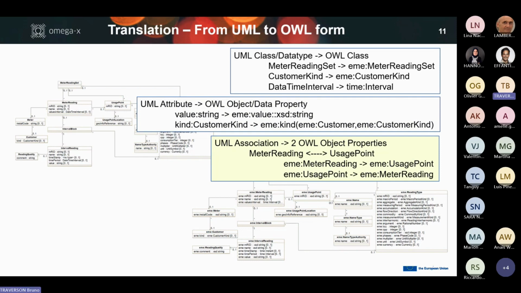The last part is the link between the classes, called an association in UML. In this case, here also we have two things to generate, because an association in UML can be navigated in two directions. So in all, you have directed arcs. So we have to develop two object properties to represent an association: one from the source to the target, and the other one from the target to the source.